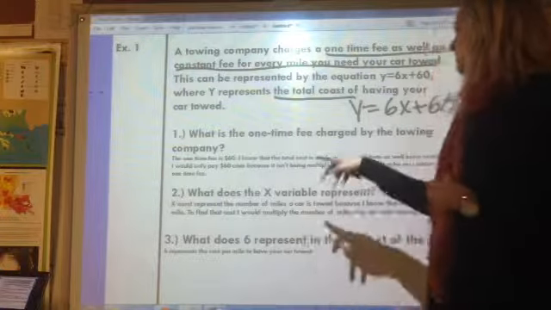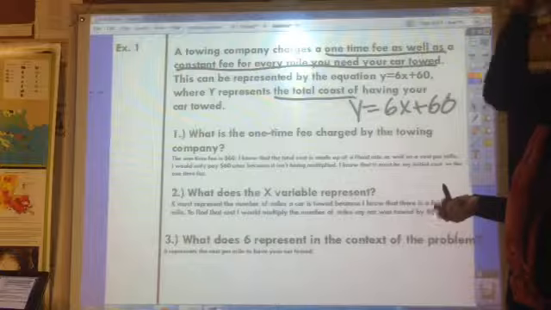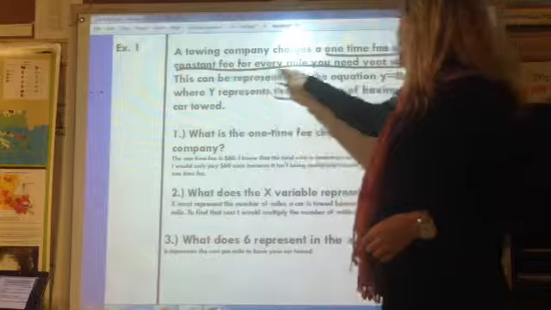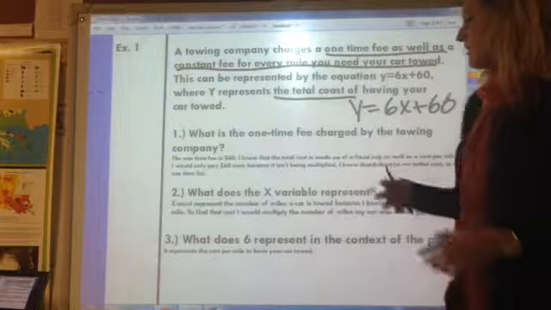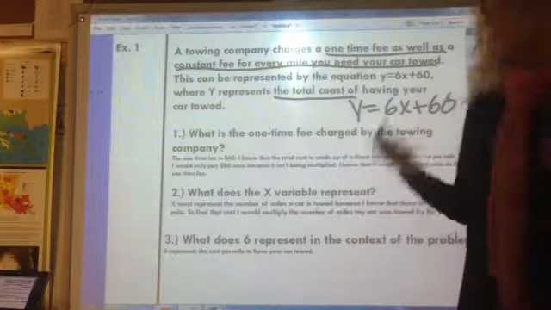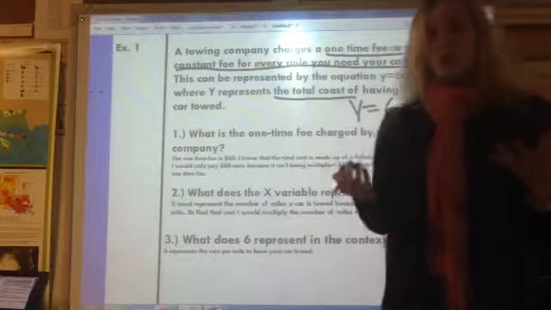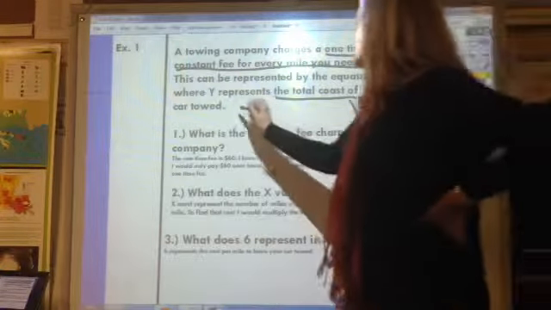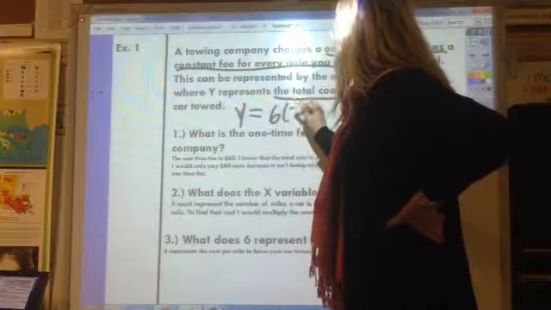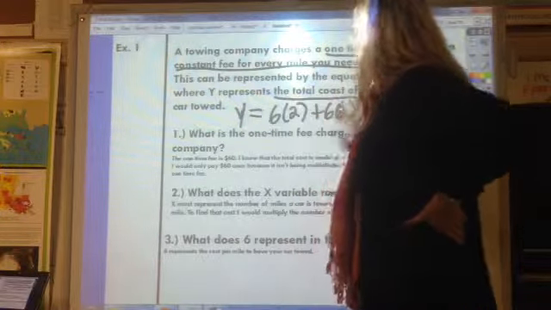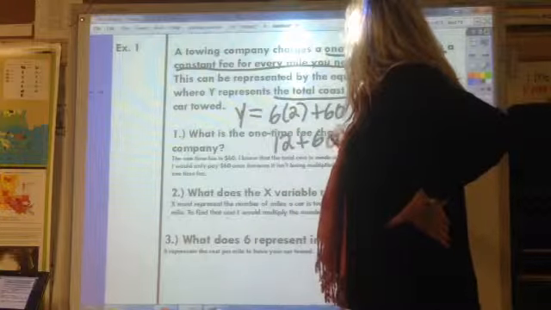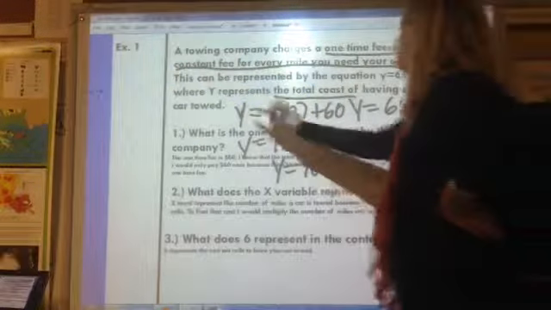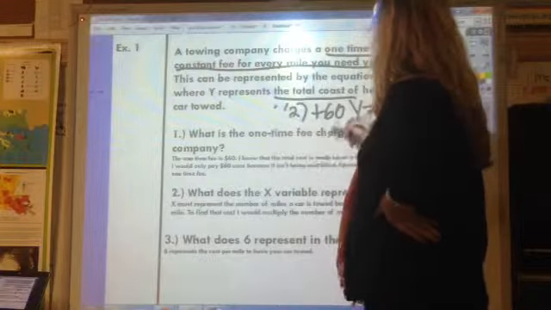X must represent the number of miles a car is towed, and I know that because there is a fee for every mile. If I go back to my problem, it says a constant fee for every mile you need your car towed. To find that cost, I would multiply the number of miles my car was towed by 6. So if I wanted to figure out the total cost for having my car towed 2 miles, I would just plug in 2 for x. So I have y equals 6 times 2 plus 60. 6 times 2 is 12, and if I add that to 60, that gives me 72. So if my car was towed 2 miles, I would have to pay $72.